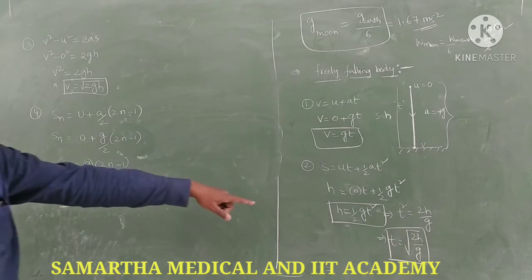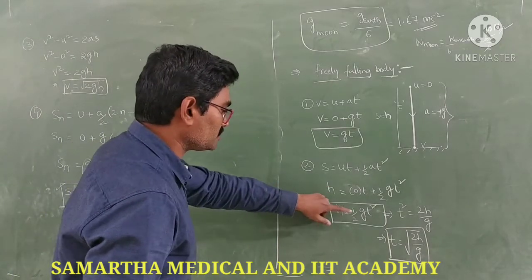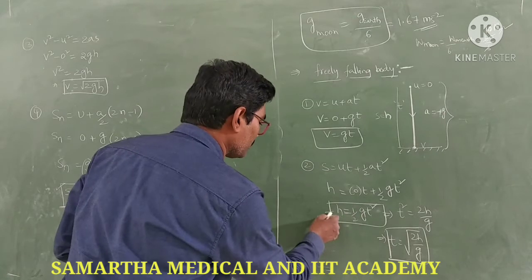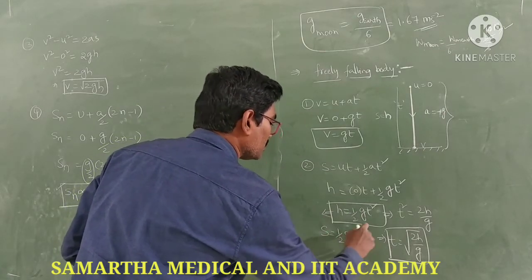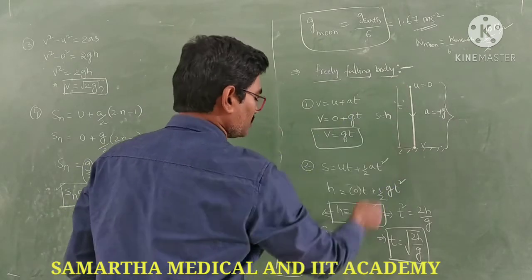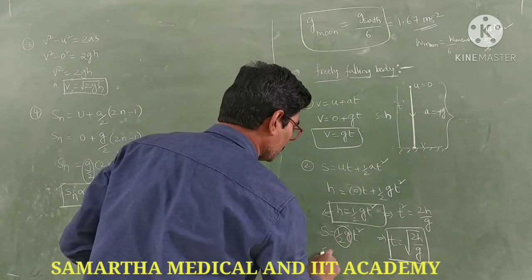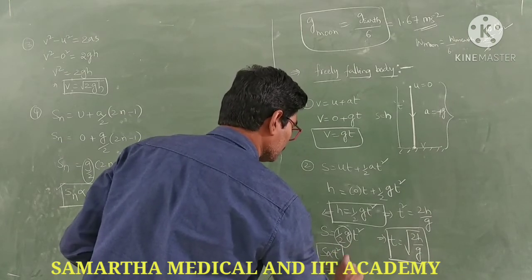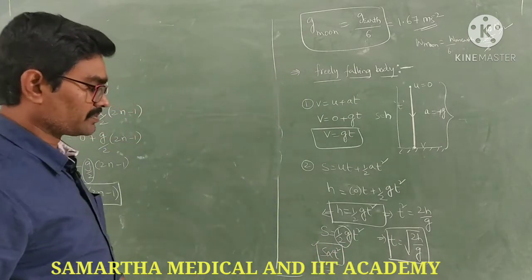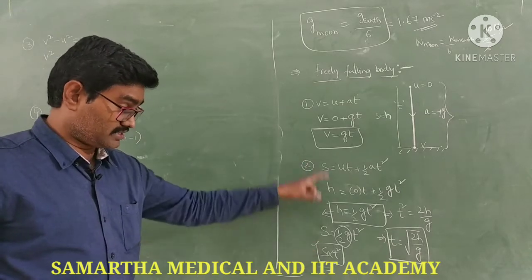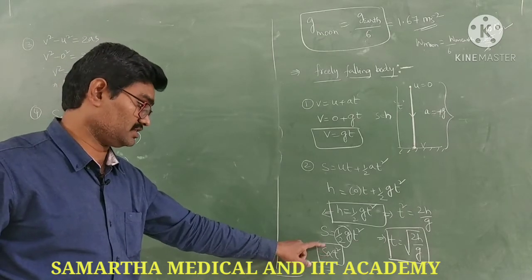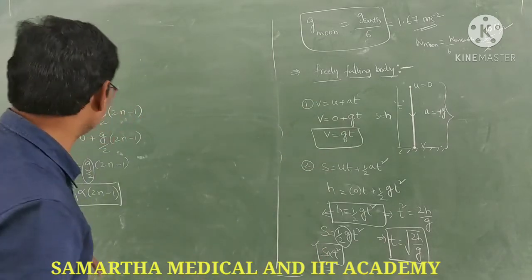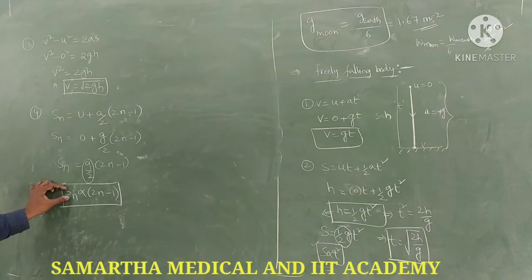See here, in the previous case you observed h is equal to half gt square. Taking s as h, s is equal to half gt square. That is the complete distance covered during the time t seconds. Half g is also constant, so s is directly proportional to t square. Here t is the total time of journey and s is the total distance covered in the downward direction. The distance covered in a particular nth second is directly proportional to 2n minus 1.